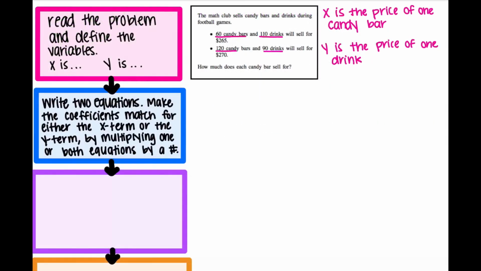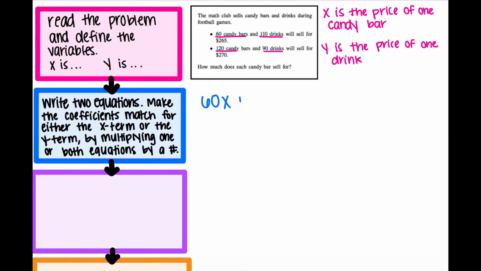The second step is to write two equations, one equation for each scenario. We will have an equation for the first scenario, and we'll have an equation for the second scenario. After we have our two equations, we want to make the coefficients match for either the x term or the y term by multiplying one or both of those equations. We'll start with writing our two equations.